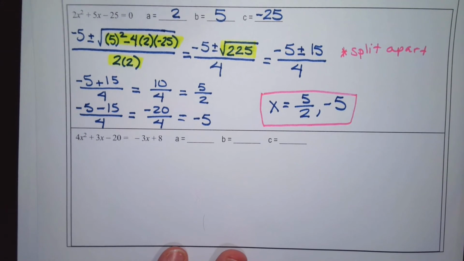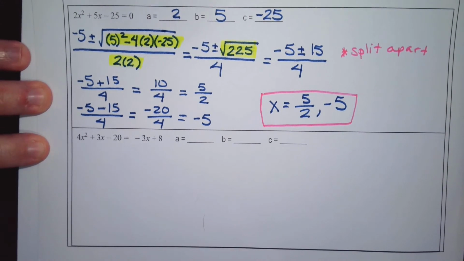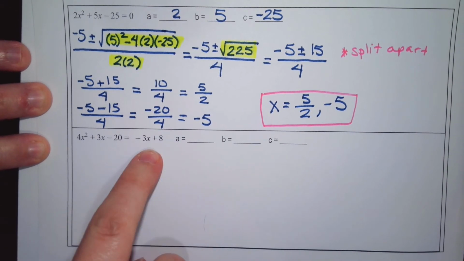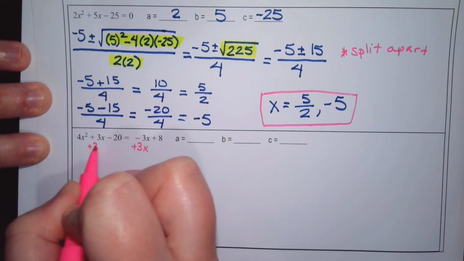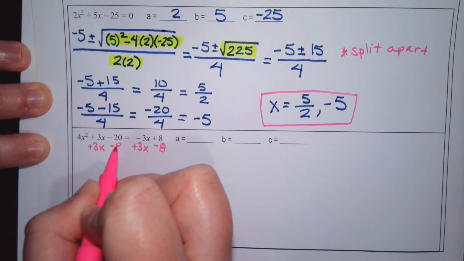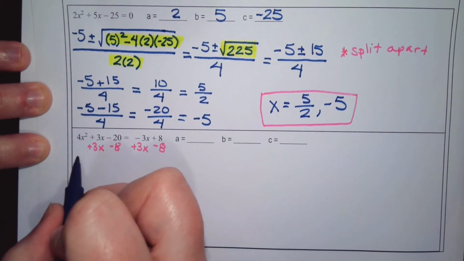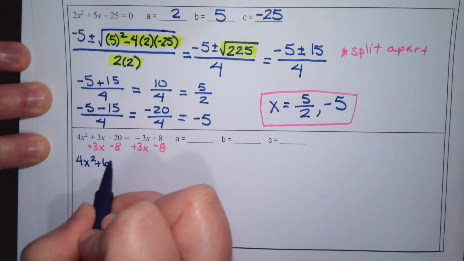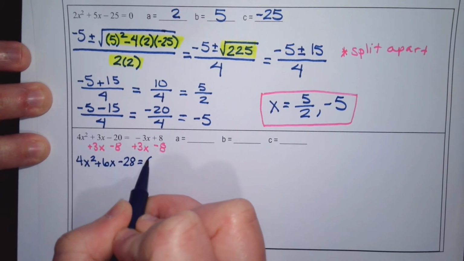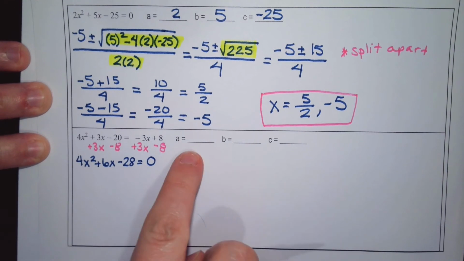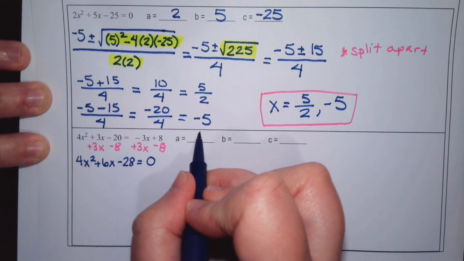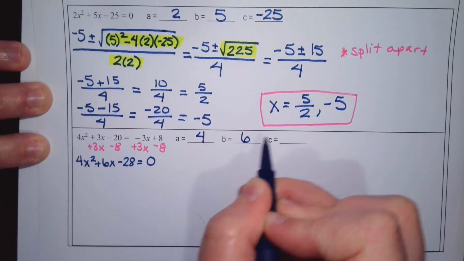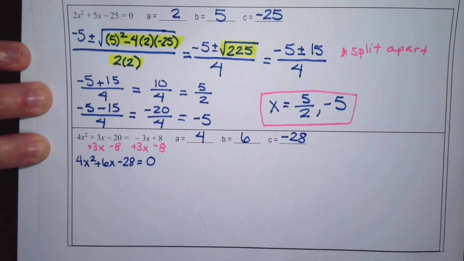All right, our next one. 4x squared plus 3x minus 20 is equal to negative 3x plus 8. This is not equal to 0. So I'm going to add 3x and I'm going to subtract 8. So we have 4x squared plus 6x minus 28 is equal to 0. Again, identify our a, b, and c. So our a is 4, our b is 6, our c is negative 28.